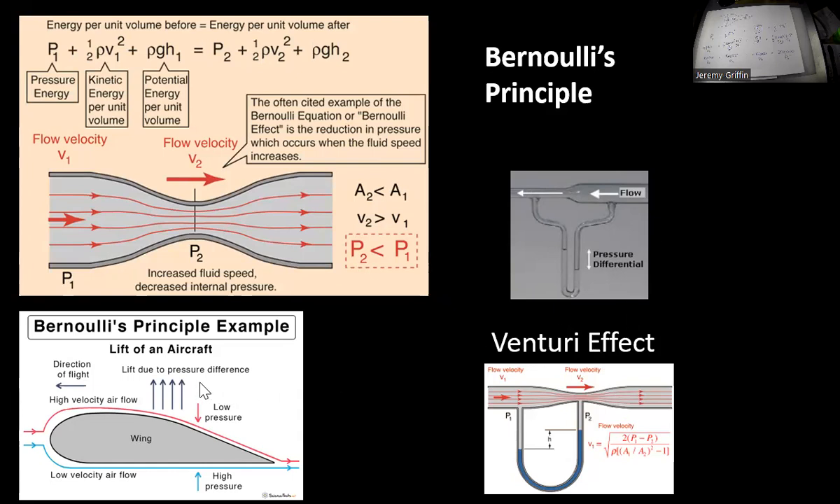Another example of Bernoulli's principle is airplane lift. If you look at an airplane wing, there's actually more area on the top than on the bottom, just like this picture. So when air is flowing over the wing, it has to move a greater distance over the top than the bottom. Therefore, it's flowing faster on the top, and therefore there's less pressure on the top. That helps give the plane some lift. That's how planes fly, or one of the ways.